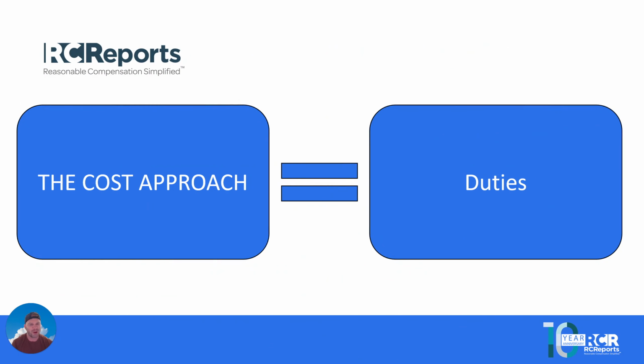Let's start off with a quick summary, and this slide will really explain everything that I want to get across to you today. When using the cost approach to analyze reasonable compensation, all you need to know are what the owner's duties are. It doesn't matter the revenue of the company, it doesn't matter the size of the company, it doesn't matter the shareholder percentage. All that matters are the duties, and that's what you need to focus on when calculating reasonable compensation for the cost approach.